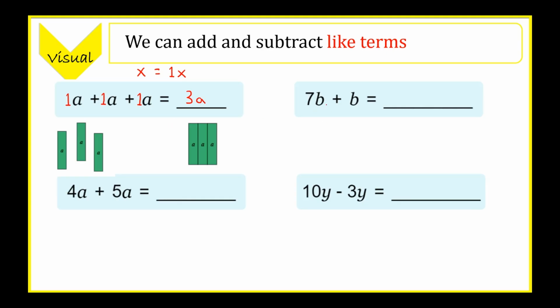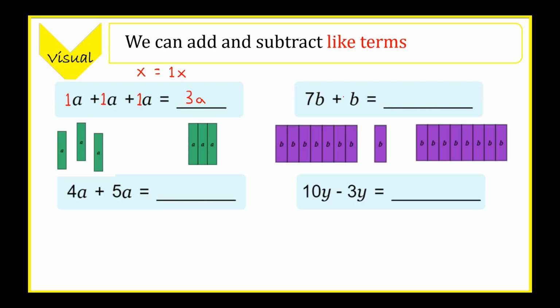So in our next example, I have 7b plus b, or 7b plus 1b. Visually, I have 7 b's together, I'm adding one more b to it, so now I should have 8b. Or you can say, for adding and subtracting like terms, if my entities are the same, meaning my variables are the same, so I have b and b, I just add the number in front of them. So 7 plus 1, and I get 8. So I'm going to write my answer as 8b.